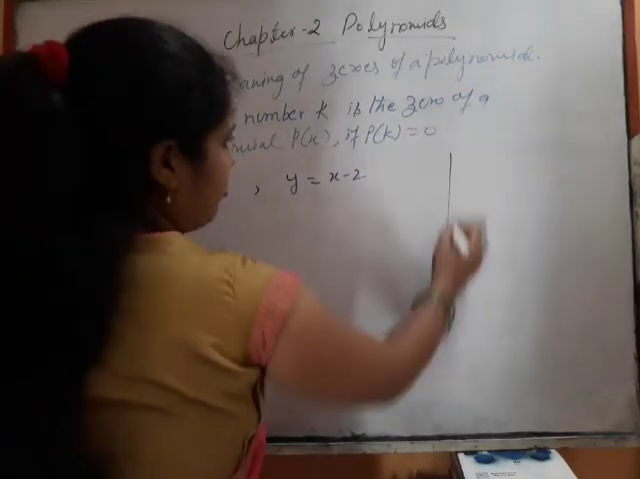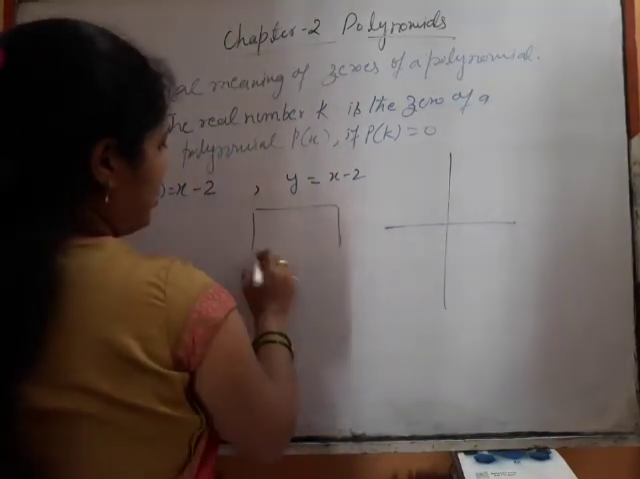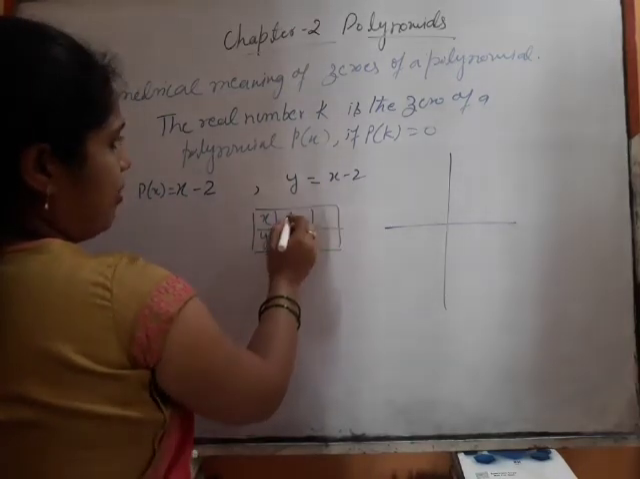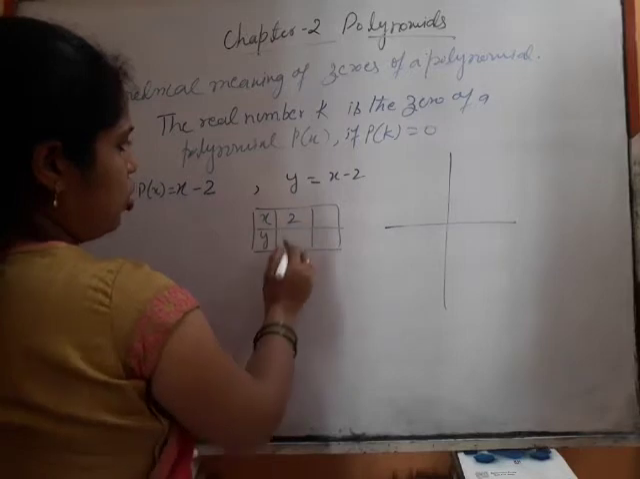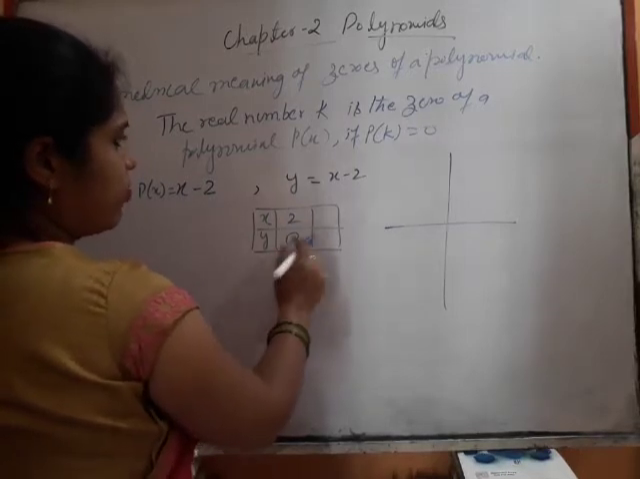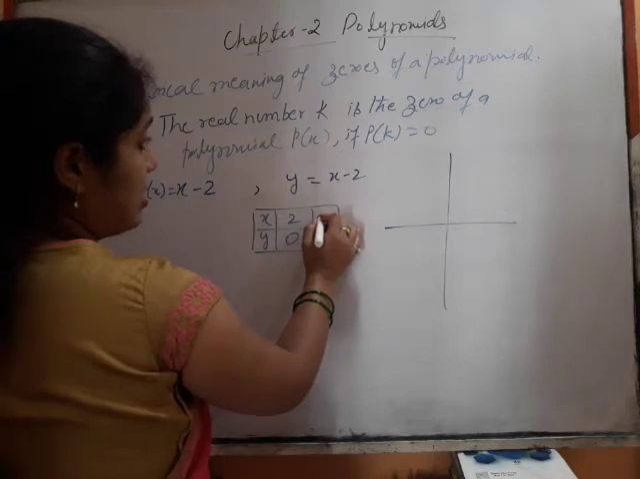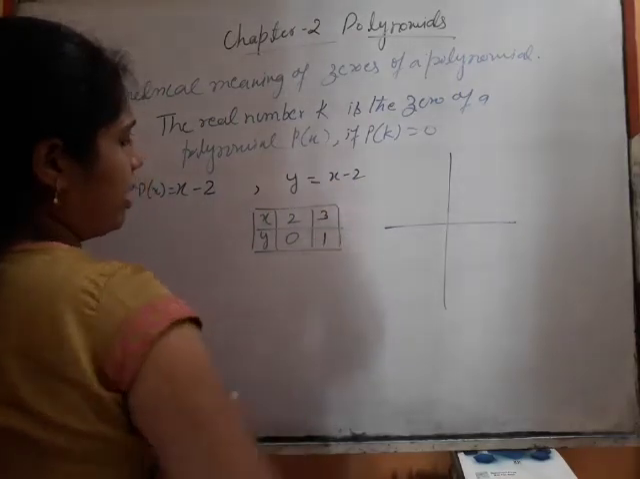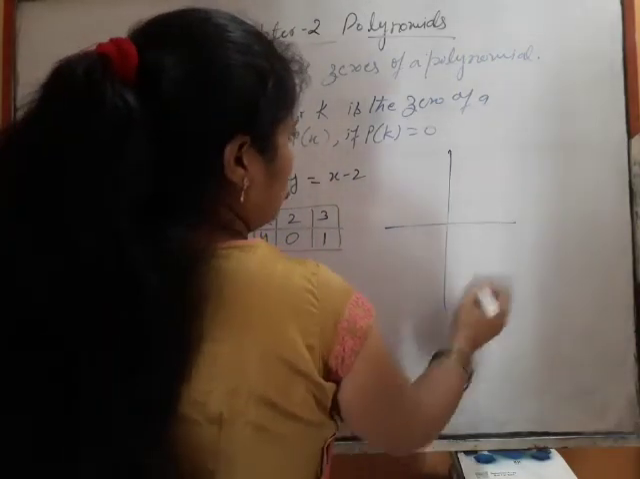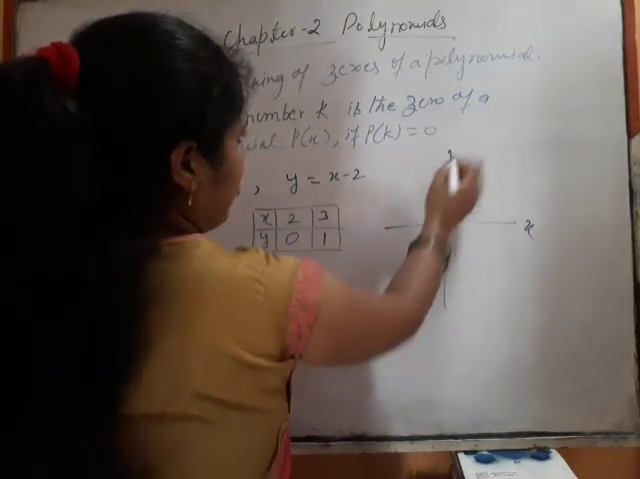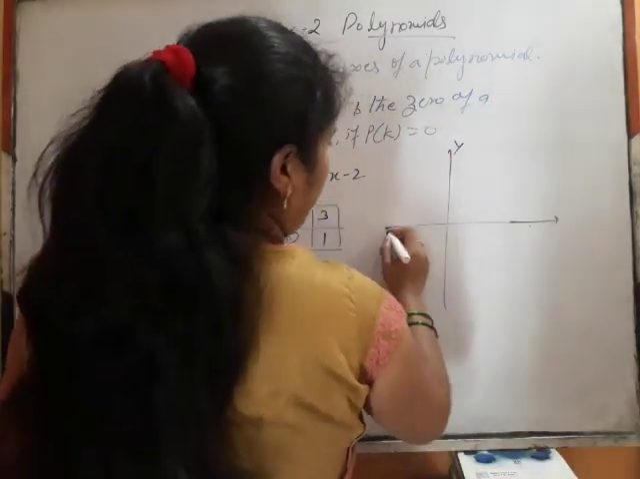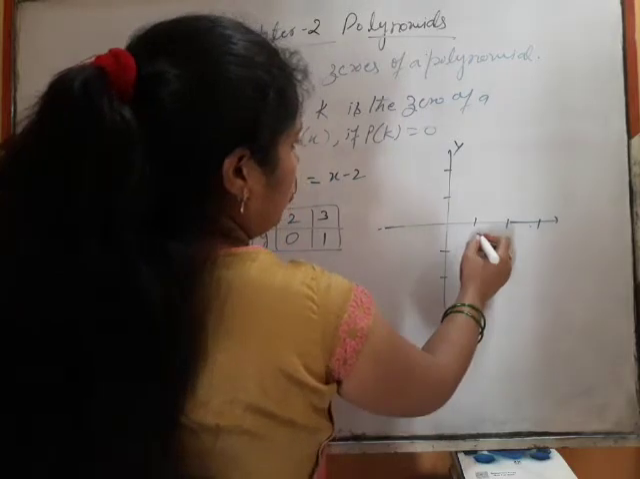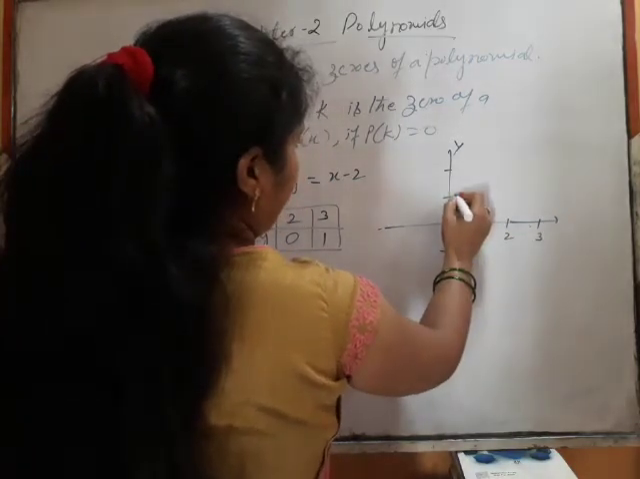So if we plot the graph of it, we need a table, right? We need a table of x and y. For the value of x, if I write 2, I get y equals 0. If I write the value of x as 3, the value of y will be 3 minus 2, which is 1. So this is the x axis and this is the y axis. For plotting, 1, 2, 3 and 1, 2.